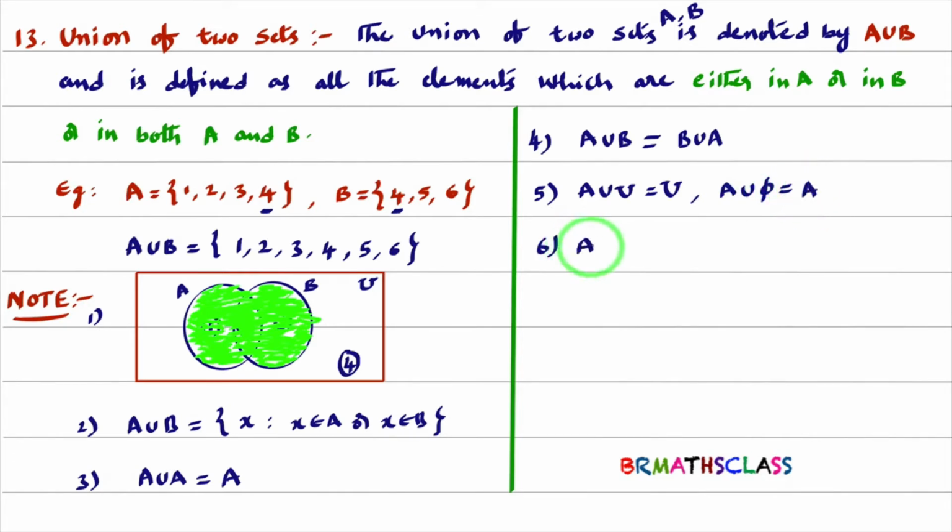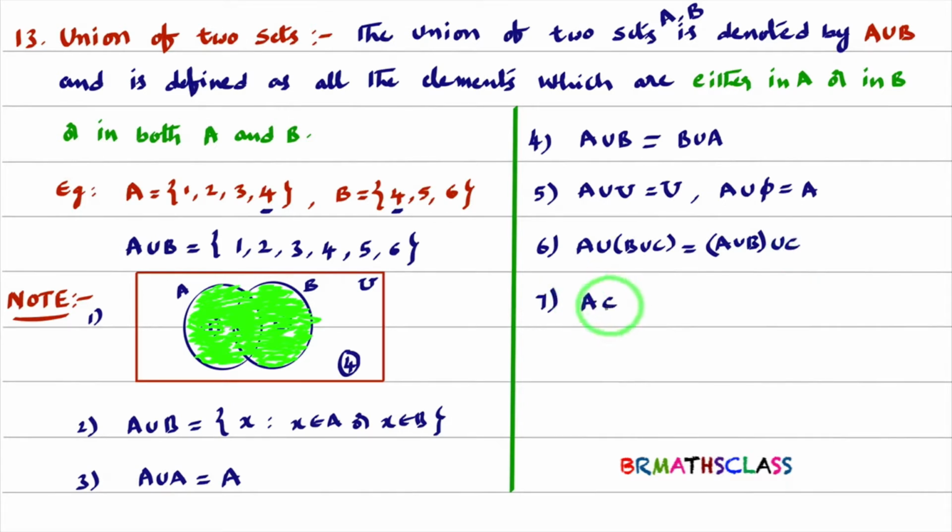In sets, the associative law holds good with respect to union. A union B union C is the same as A union B union C. You need to remember these points, which will be useful while solving the problems. A union B union C is the same as A union B union C. This is known as the associative law with respect to union of sets.